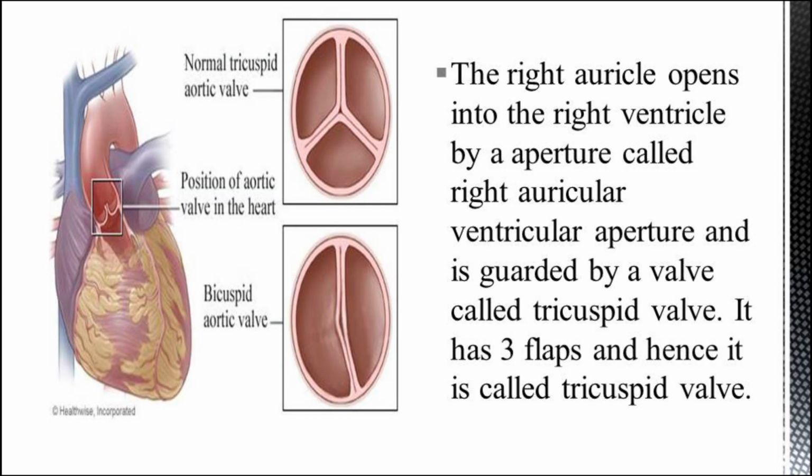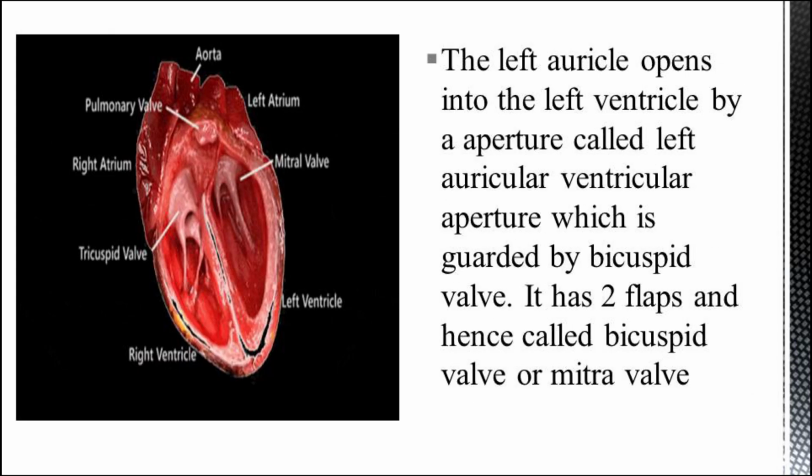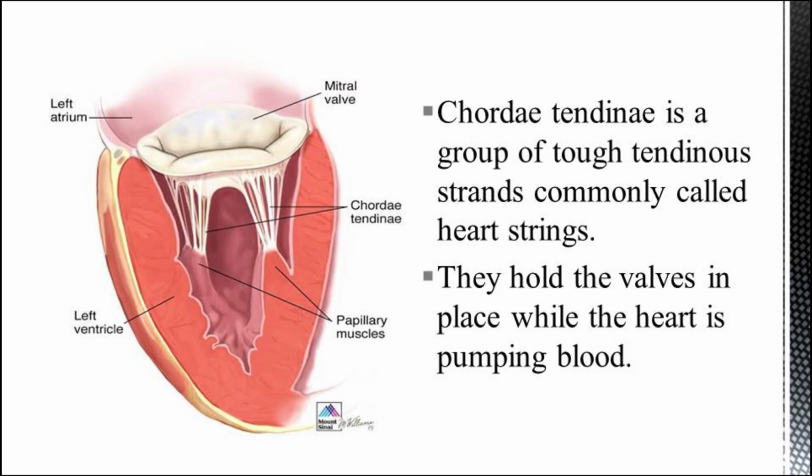The right auricle opens into the right ventricle by an aperture called right auriculoventricular aperture and is guarded by a valve called tricuspid valve. It has 3 flaps and hence it is called tricuspid valve. Similarly, the left auricle opens into the left ventricle by a left auriculoventricular aperture which is guarded by bicuspid valve.